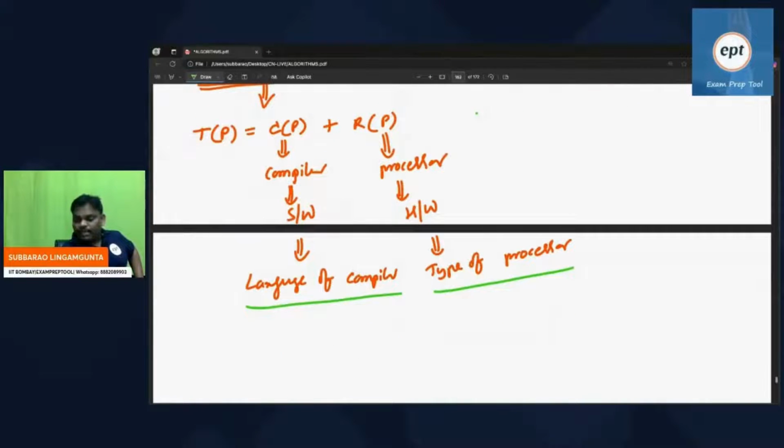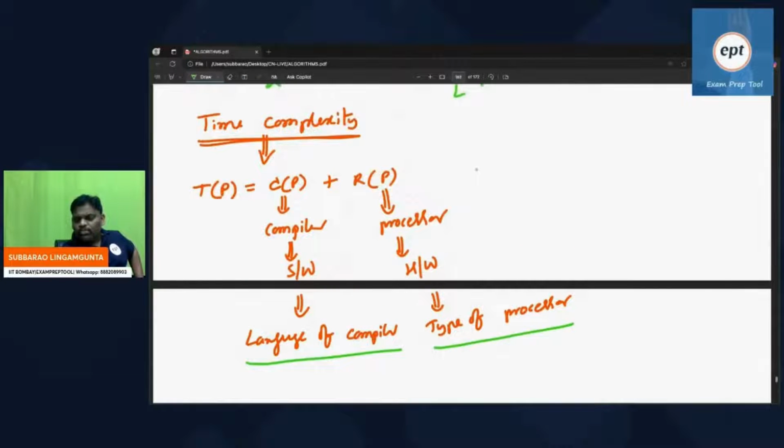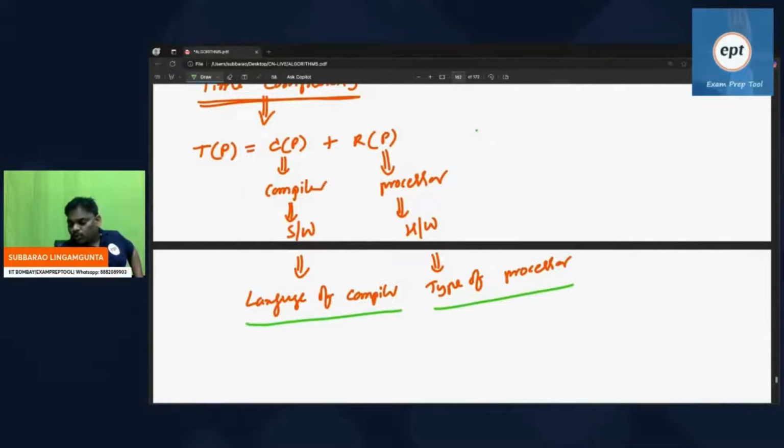Okay, fine. Some people are asking, okay, fine, sir, time complexity is based on these two parameters, but what is the language of the compiler and what is the type of processor? Suppose the language of the compiler is, assume, Java programming language, or maybe you can say Python, whatever it is. And the type of processor, assume M3. Then running time, then time complexity may be very less. If you take two best things, then time complexity becomes very less.